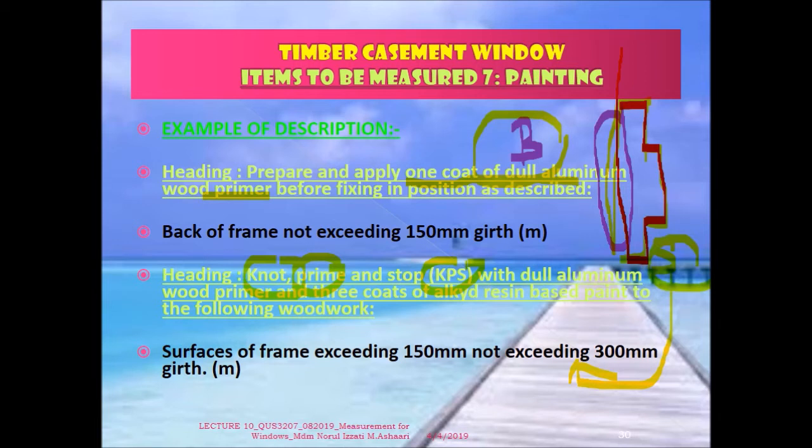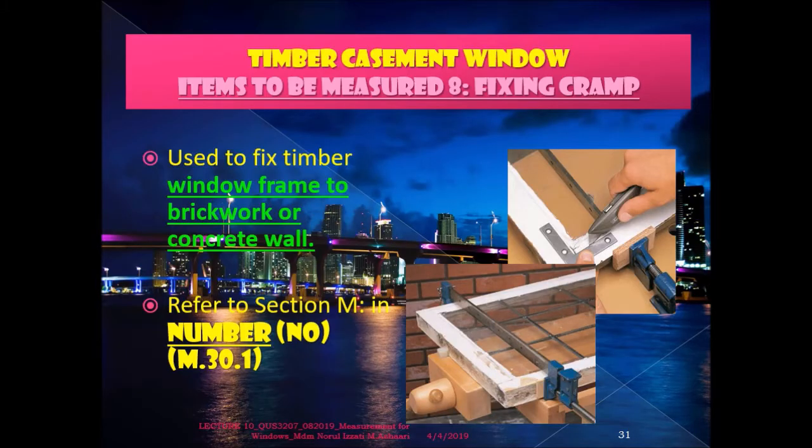In order to calculate the girth for the surfaces of the frame, you just have to total up 1, 2, 3, 4, 5, 6, 7. Then you know which category it falls under. Okay, next item we have to measure is fixing clamp. Fixing clamp is used to fix the window frame to the brickwork or to the concrete wall.